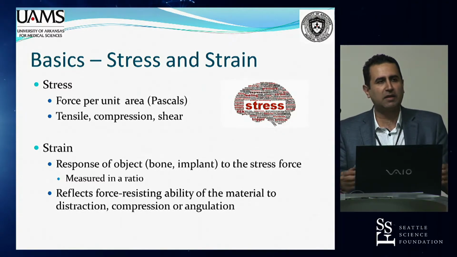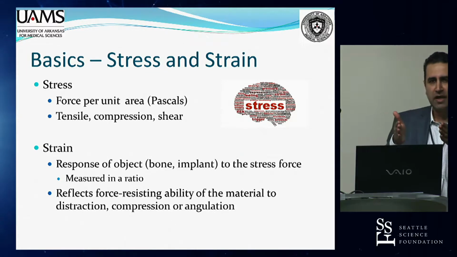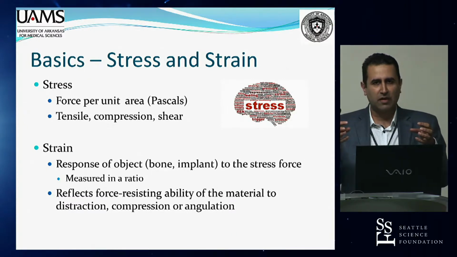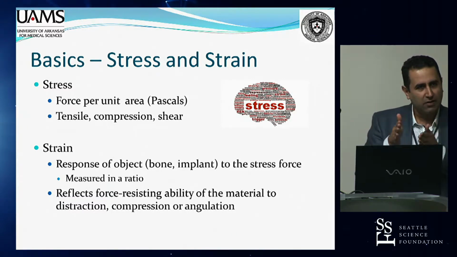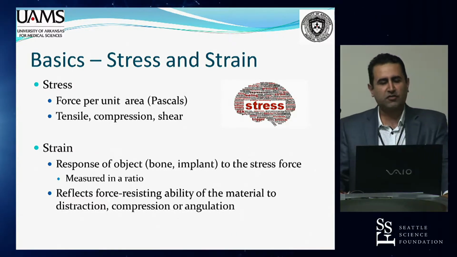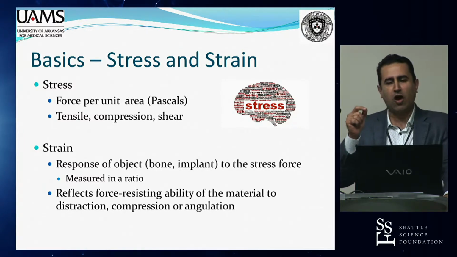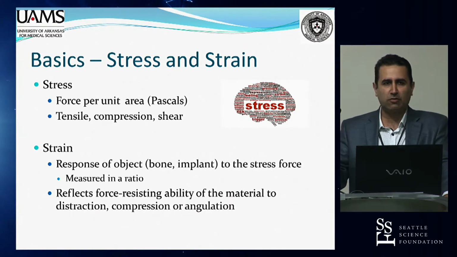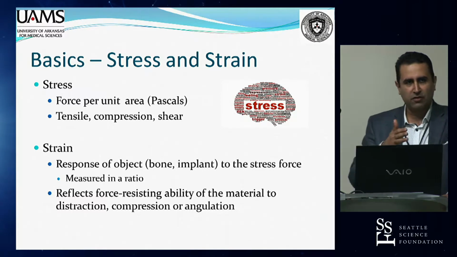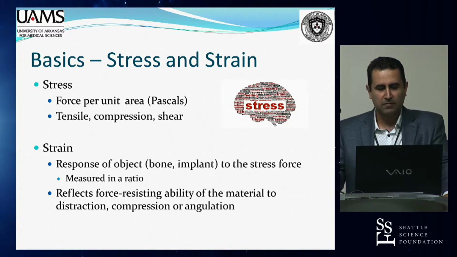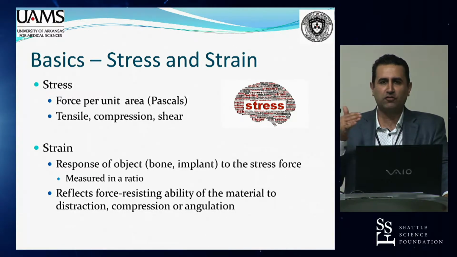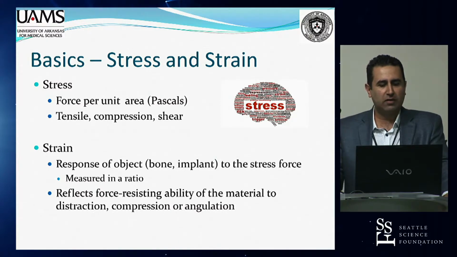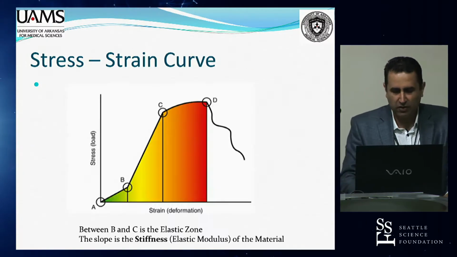This stress can come in different vectors. It can be compression against the vertebral body. It can be distractive stresses, tensile distractive stresses, or it can be shear at an angle. Now, strain is the response of the object, whatever it is, whether it's bone or an implant, to that stress force. And it's measured in a ratio. Because it's a ratio, it doesn't have a unit to it. And basically, it reflects the force-resisting ability of the material to that stress that I talked about.